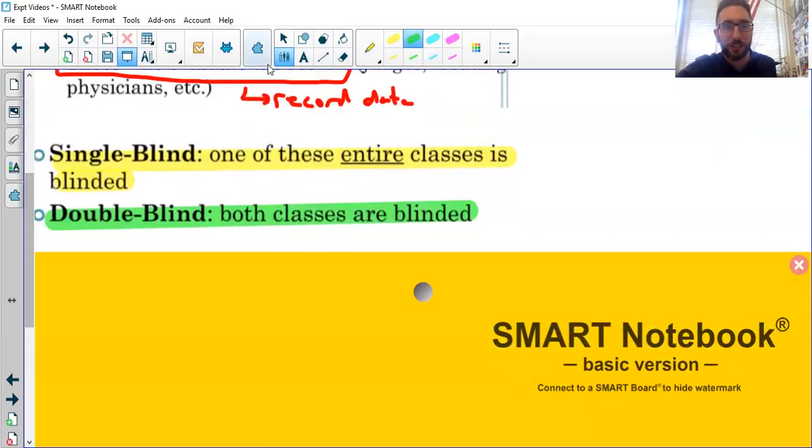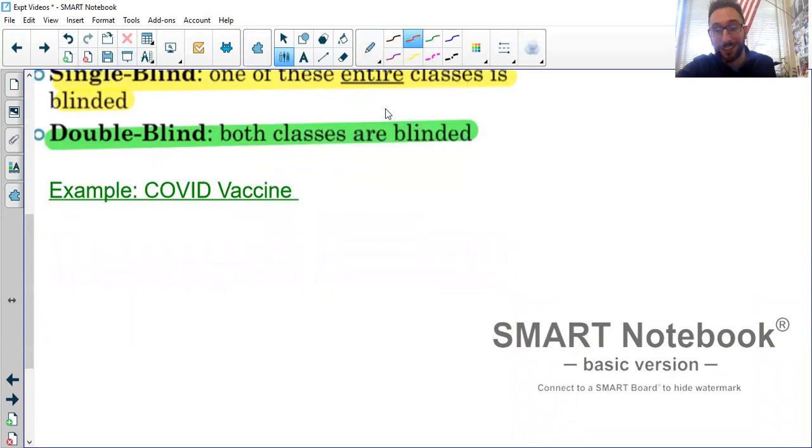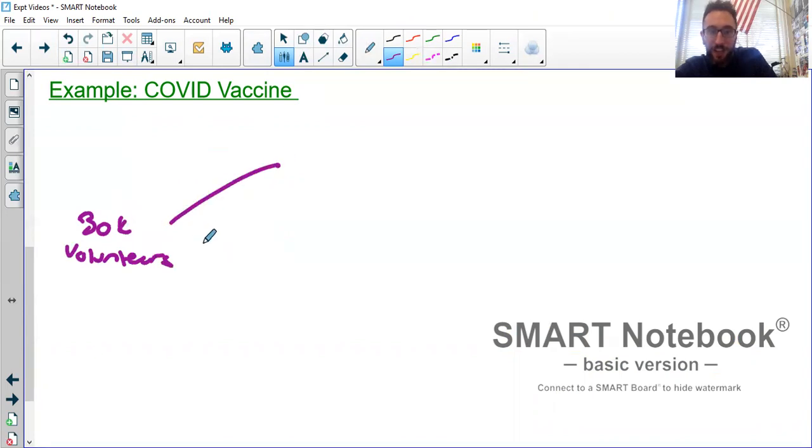Now let's think about why blinding is important. So let's use an example here of the COVID vaccine. Seems like a good one, given everything that's going on. So let's say, right, we were at least hearing all this stuff about these phase 3 clinical trials and all that. So let's say we have 30,000 volunteers. And so I'm going to randomly assign, right? This would always be random assignment right here. And we would have to explain how to randomly assign.